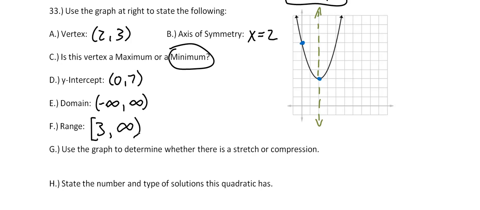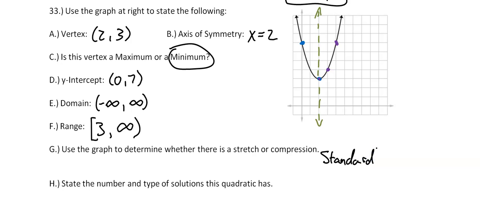This one used the graph to determine whether there is a stretch or compression. So we kind of got to look at the shape of this thing. As I investigate the shape, counting from the vertex, you start at the vertex, it's over 1 up 1 to get here, and then over 2 up 4 to get here. So that's my standard shape. Remember, over 1 up 1, over 2 up 4, over 3 up 9, over 4 up 16. So this one's not stretched or compressed. It's neither of those. This is the standard shape.